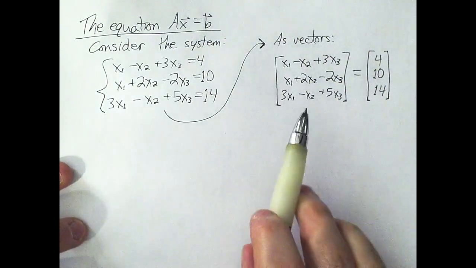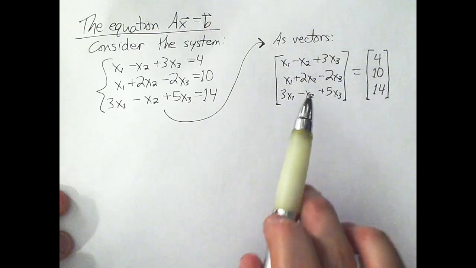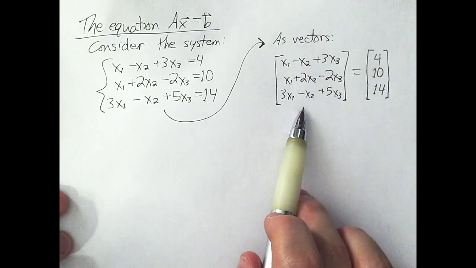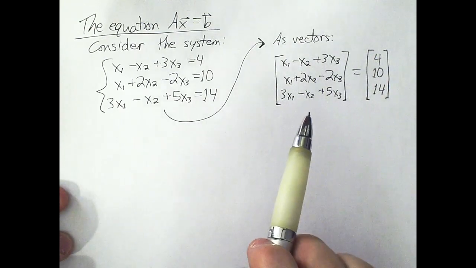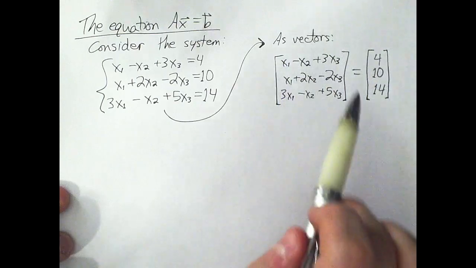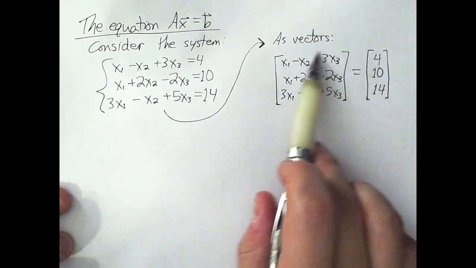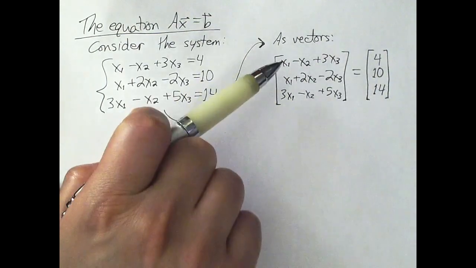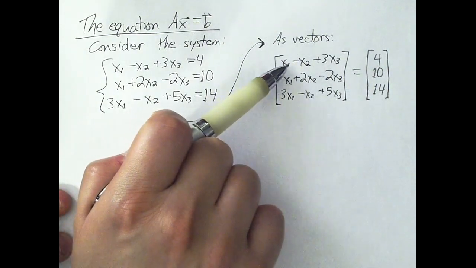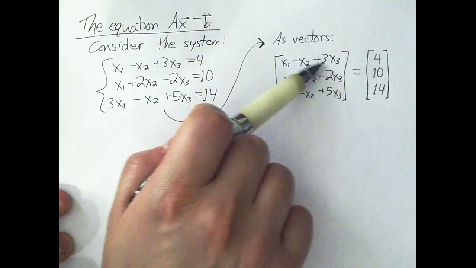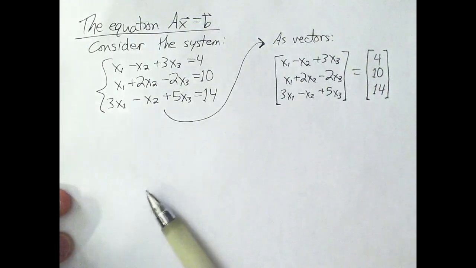Now, I want to be clear about something. The left-hand side that I just wrote is a column vector. Okay? It looks rectangular, it looks wide. The only reason it looks wide is because I wanted to fit this long expression in there. But there are 3 entries here. Top entry is x1 minus x2 plus 3x3, right? Maybe it'll help if I circle them.